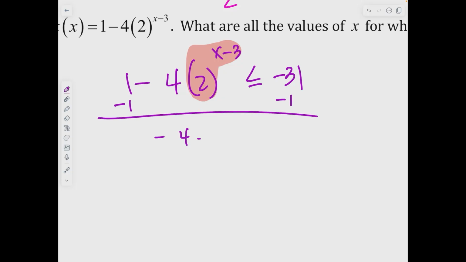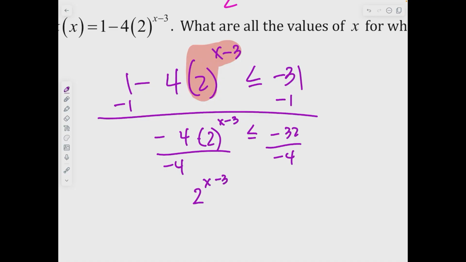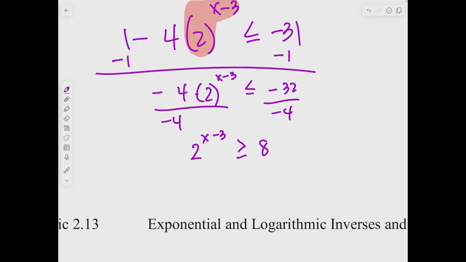So I subtract 1, so I have negative 4 times 2 to the x minus 3, less than or equal to negative 32. Okay, I'm going to divide by negative 4. Don't forget that when you divide by negative 4, I am going to turn my inequality around when you divide by a negative. You can either do log base 2 to both sides, or you can just convert it into its logarithmic form, whatever works best for you.